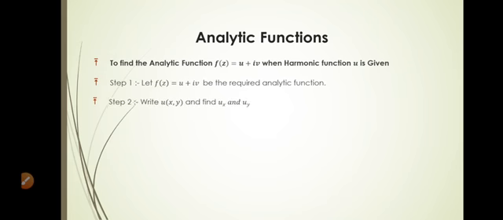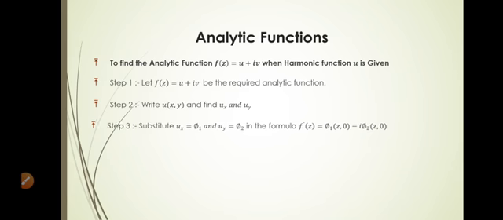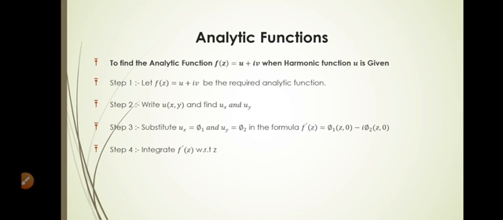You are given u, find u_x and u_y, call them φ1 and φ2. Apply Milne-Thomson method with the formula f'(z) = φ1(z, 0) − i φ2(z, 0). You will get f'(z) in terms of z. Integrating, you will get the required analytic function in terms of z. Let us see one example.